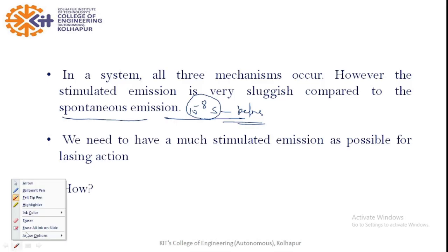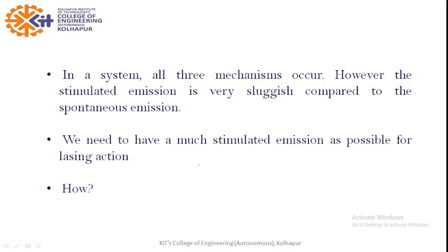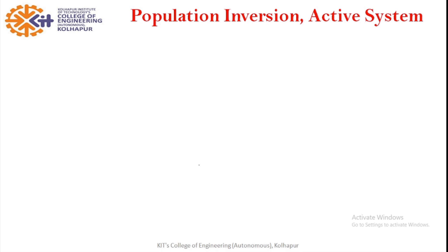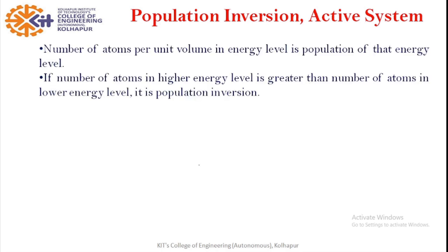One concept we have discussed is stimulated emission. Now we shall discuss the requirements for stimulated emission. For that, first we define population: the number of atoms per unit volume of an energy level. That we call the population of that energy level. Now naturally, suppose N1 and N2 are the populations of energy levels E1 and E2.